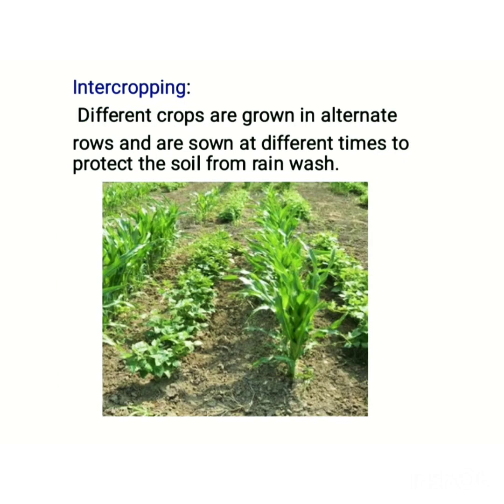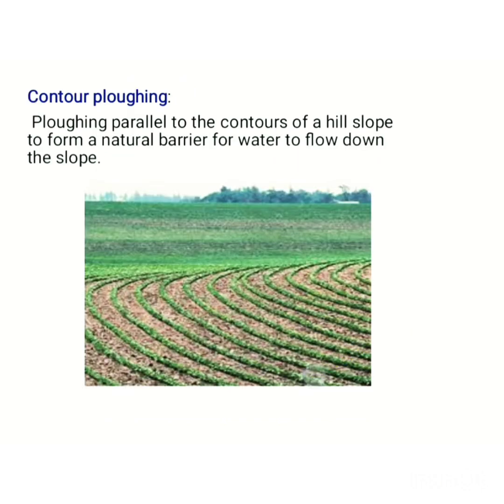Then next one is intercropping, which is the cultivation of different crops together. Here you can see different crops are grown in alternate rows and are sown at different times to protect soil from rainwash. If the land is simply bare, the soil will be more prone to soil erosion or rainwash.